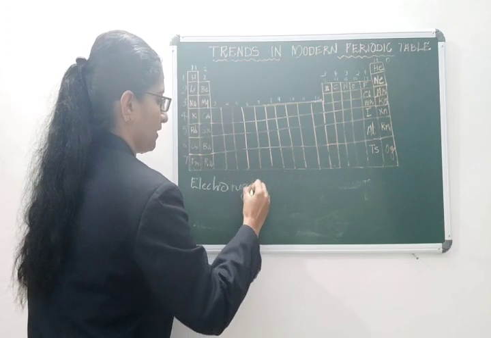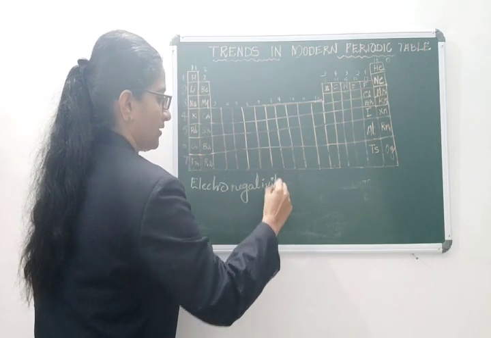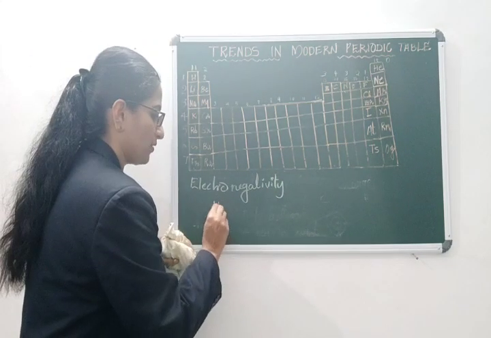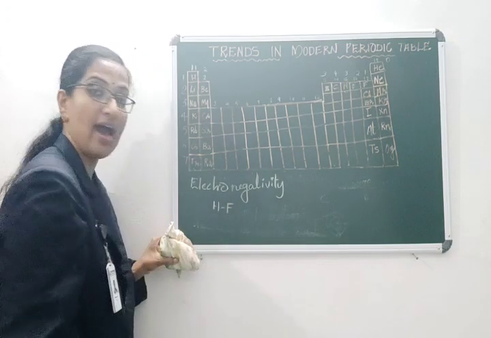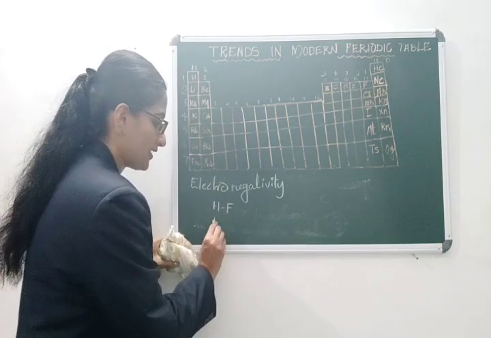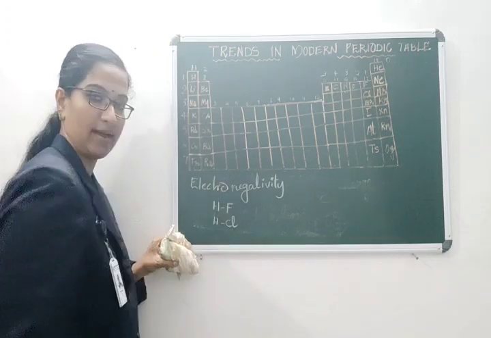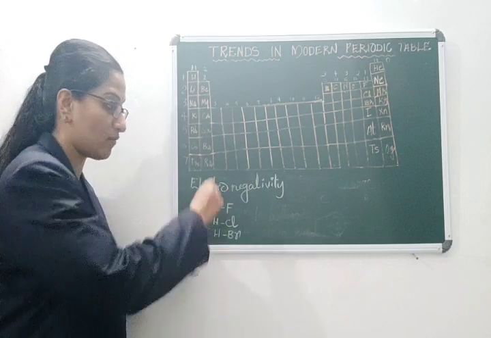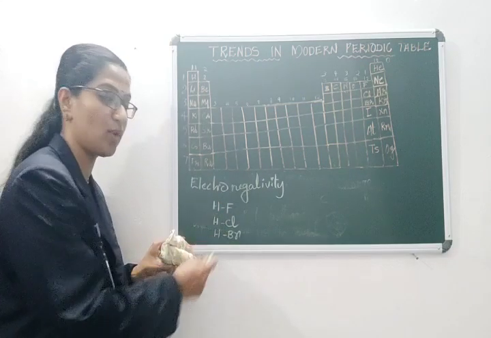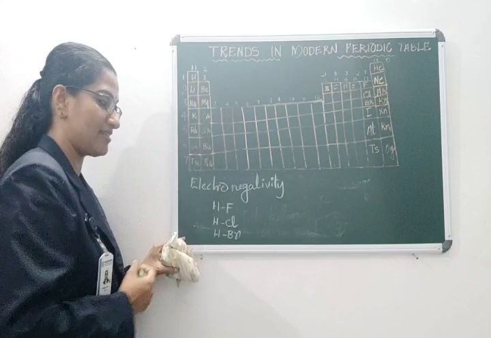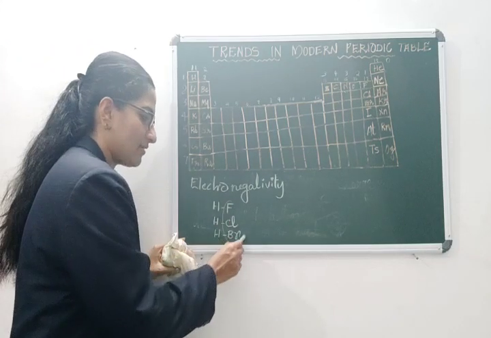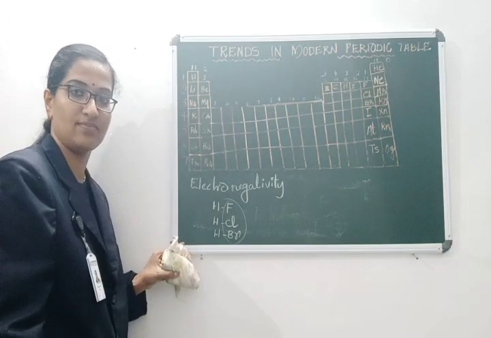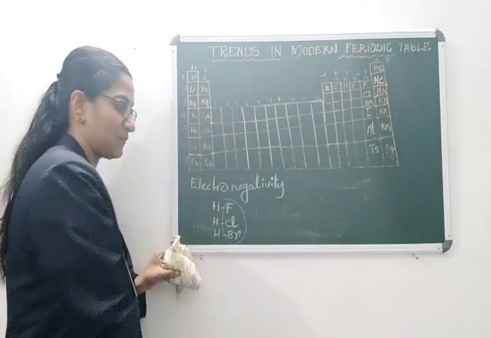Electronegativity. So what is electronegativity? I will show you some compounds. HF. What is HF? Hydrogen fluoride. What is HCl? Hydrogen chloride. What is HBr? Hydrogen bromide. They are covalent compounds because they are formed by the sharing of electrons, and there is a peculiarity in these halogens. Fluorine, chlorine, bromine, they are all halogens. They form compounds with hydrogen. Then what is electronegativity?